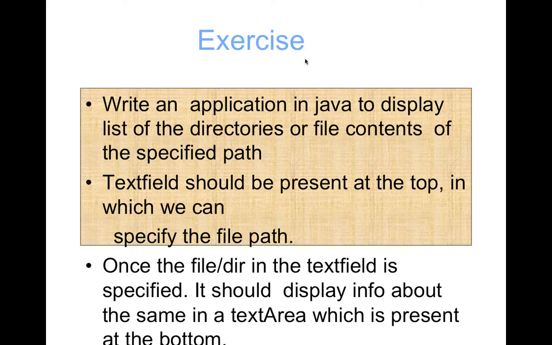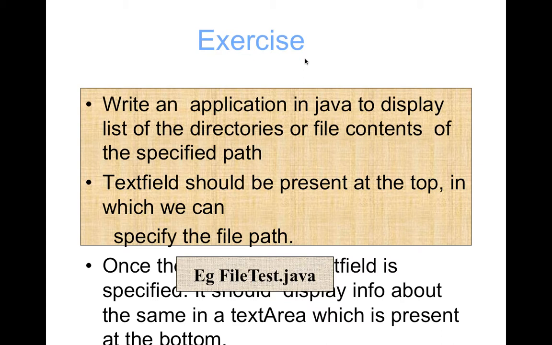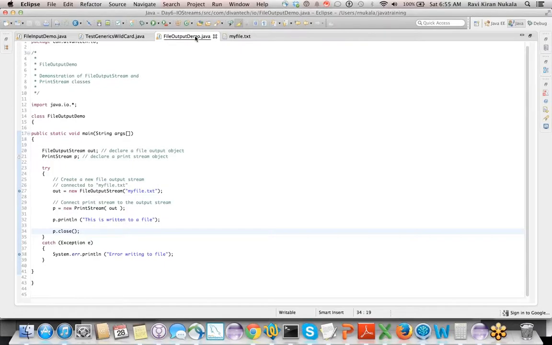Okay, so write an application in Java to display a list of directories or file contents of the specified file path. A text field should be present at the top, in which we can specify the file path. That's okay, you need not do a text field, but what we can do is write an application in Java to display, given a file directory, the list of directories, and within directories, if there are files, it has to display the names of those files. Okay, so this can be taken as an assignment. If this is the question, file test.java, let's see what it does.